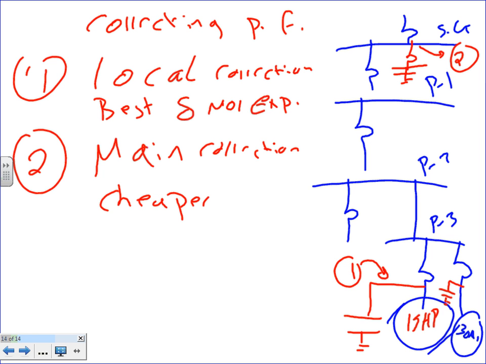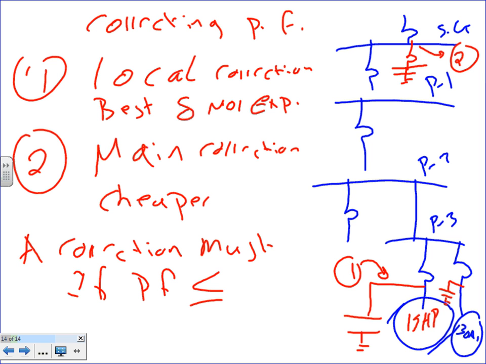Most of the time, guys, you need correction, a must, if power factor is less than 90%. Almost always, guys, utilities look at the 90 cutoff. They have a lot of calculations that they do, but if your power factor is 90 or more, you're good. If it's less than 90, you have to start thinking of power factor.